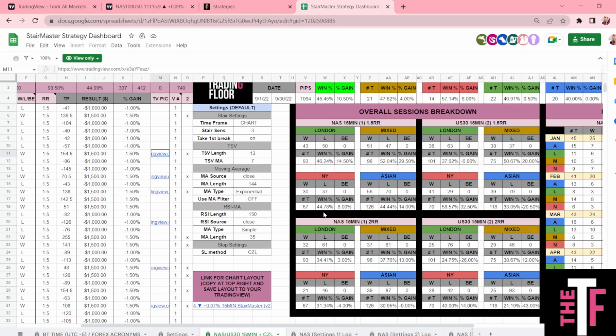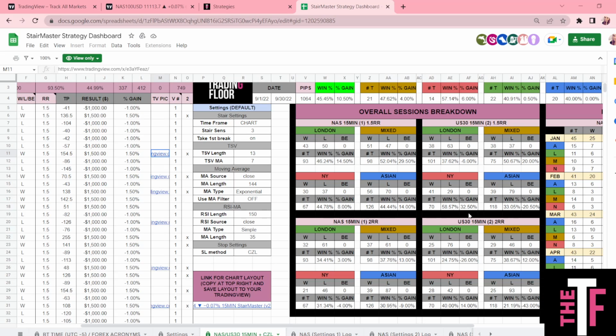During the New York session, it's a 44.78% win rate, 8% gain. So mixed is the better overall session to be trading. Again, mixed is the first 4 hours of New York, and you would probably be trading NASDAQ 100 during mixed. If you were looking to trade the second half of New York, you would be looking at US 30 on the 15-minute time frame for a 1.5 reward, which does the best: a 58.57% win rate and a 32.5% gain so far for all the months that we've been testing it.